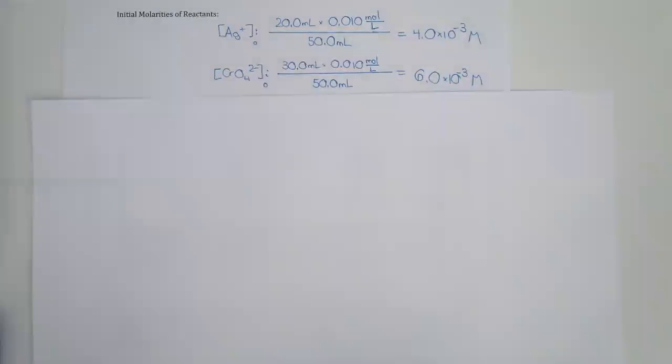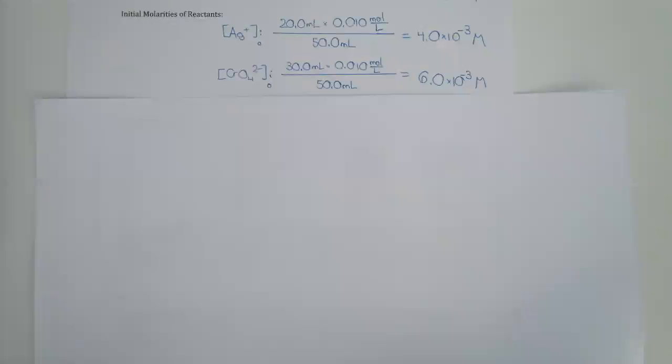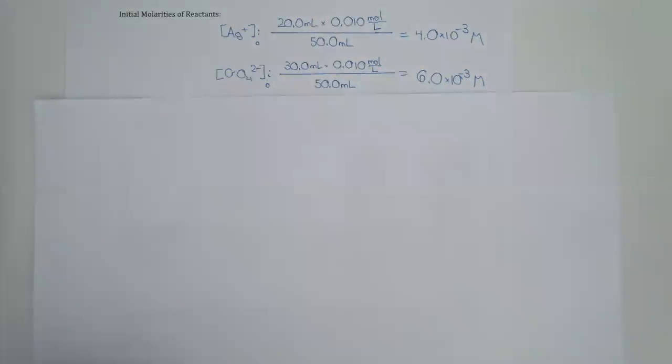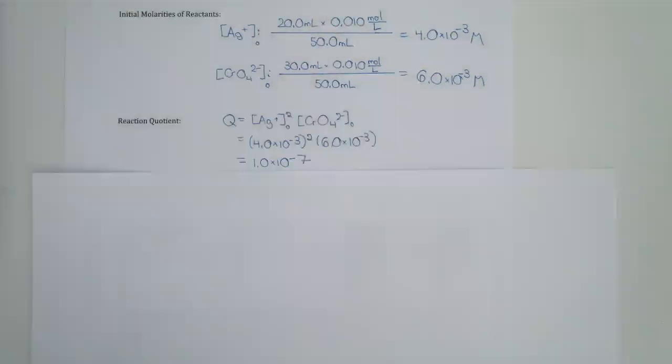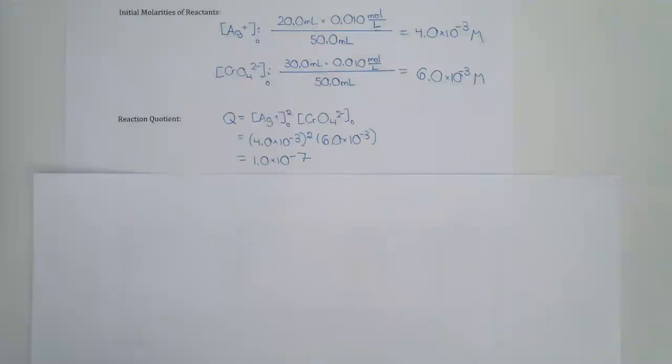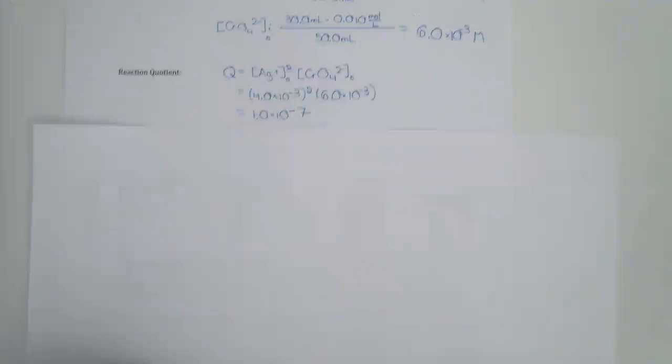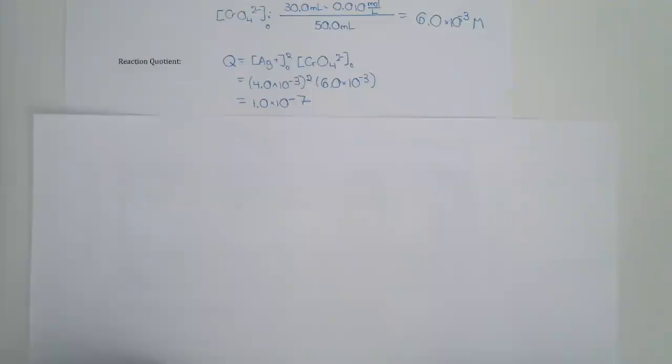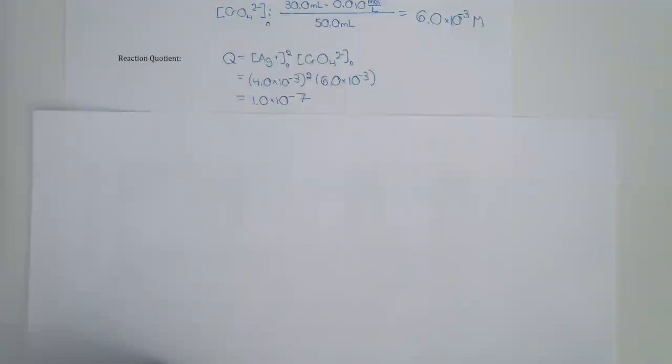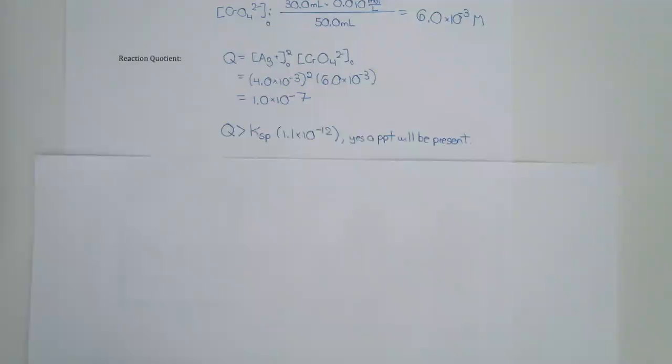Calculate Q, which is the product of silver ion's concentration squared times chromate ion's concentration. Plug in these concentrations, resulting in a Q value of 1.0 times 10 to the minus 7. In comparing Q versus Ksp, Q is bigger than Ksp, so yes, a precipitate will be present.